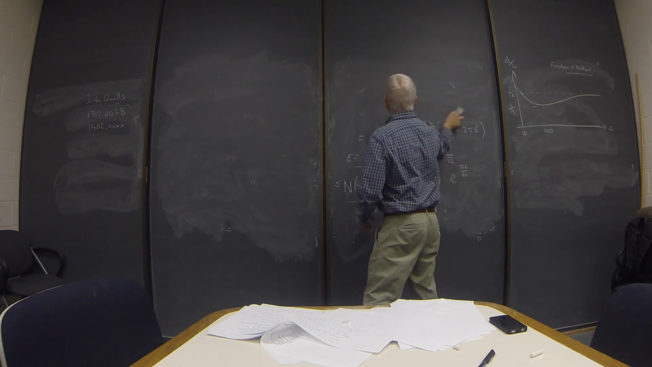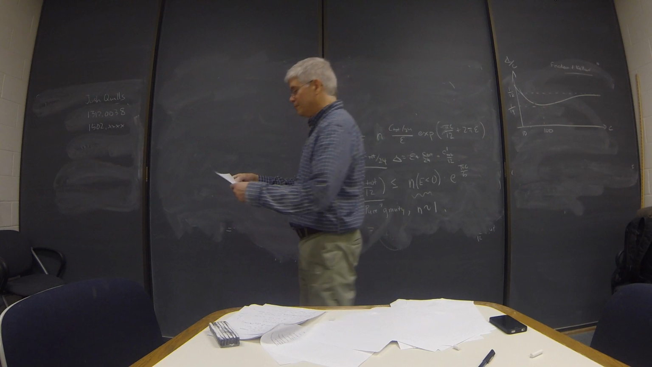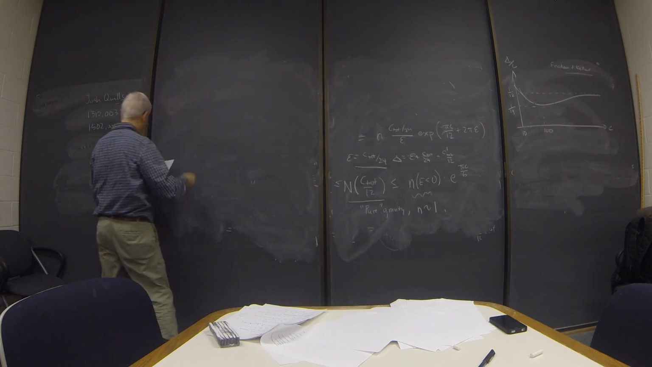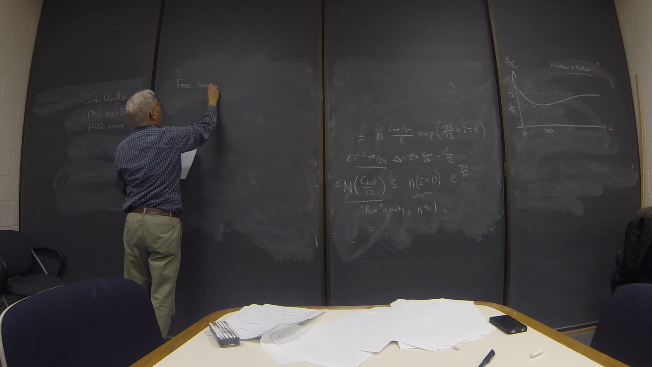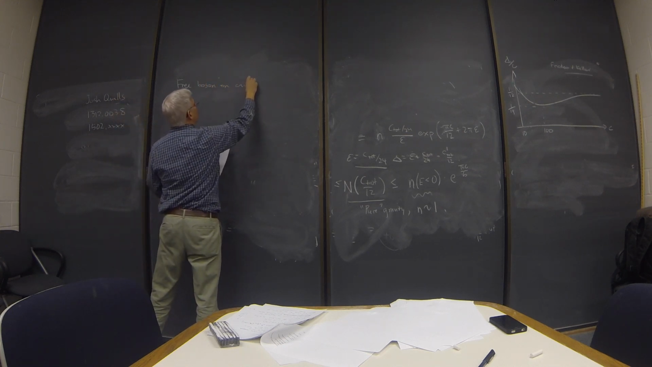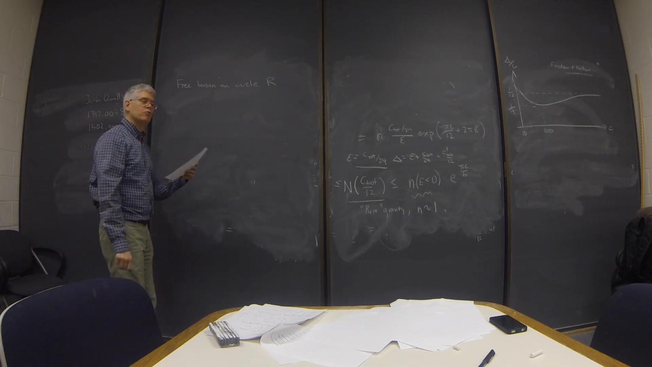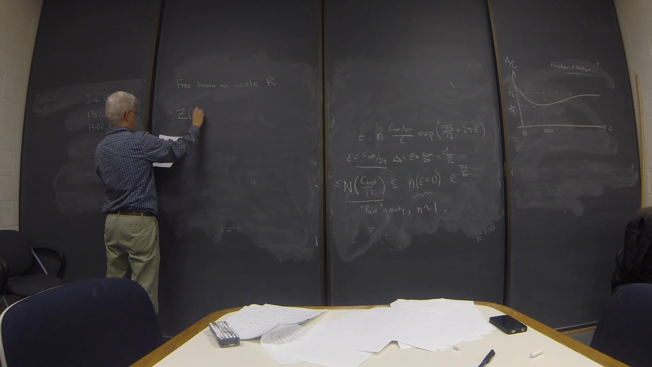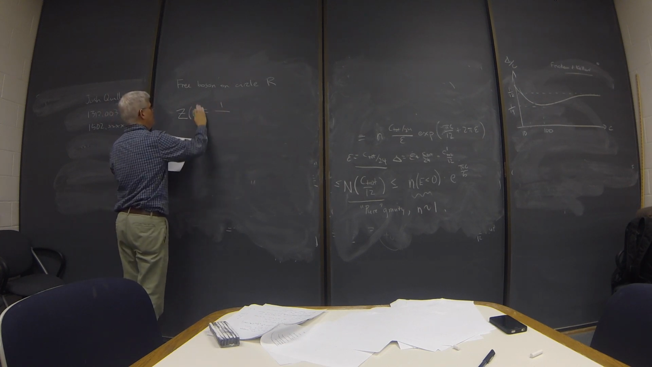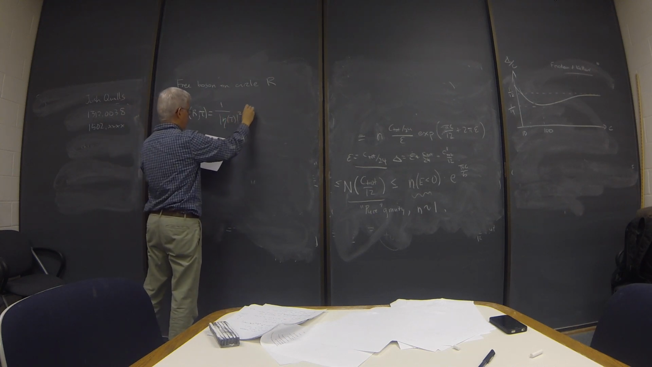Okay, so I want to study a very simple example, which is one of the simplest examples there is, which is a free boson on a circle of radius r. And we can just write down the partition function for that thing. It depends on r and of course on tau. That's a Dedekind eta function.